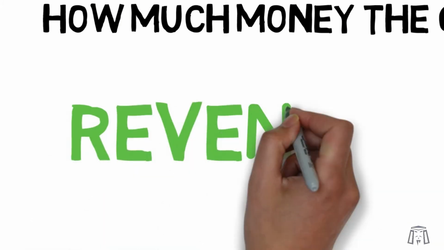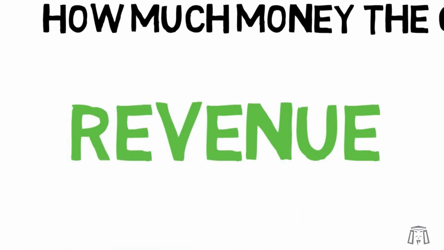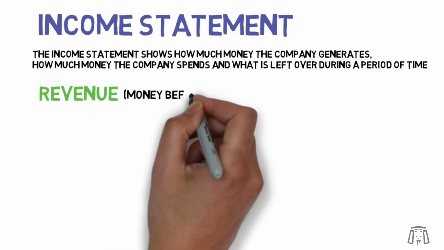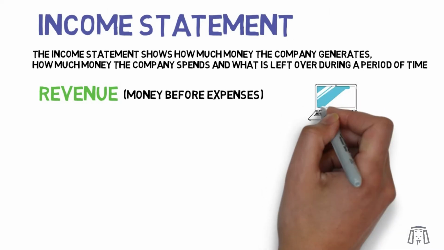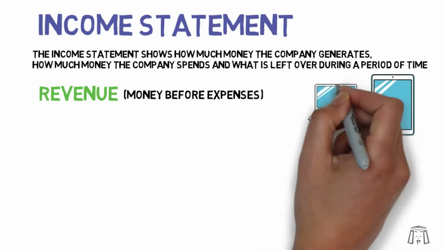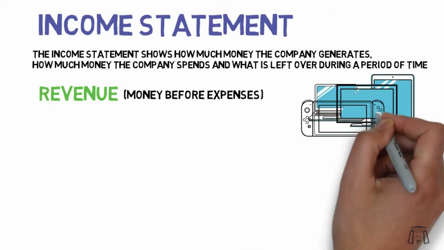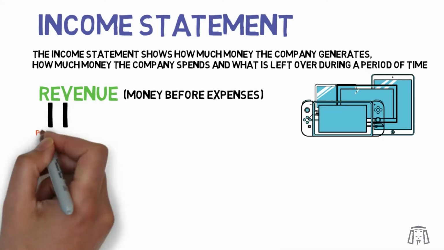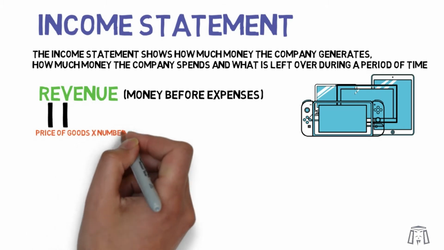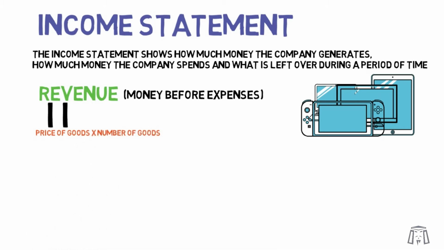It starts with the revenue, which equals the money a company receives before paying any expenses. For example, let's say all the goods sold by a retailer, for example, it can be Apple. The revenue equals the price of the good times the number of goods, in this case.